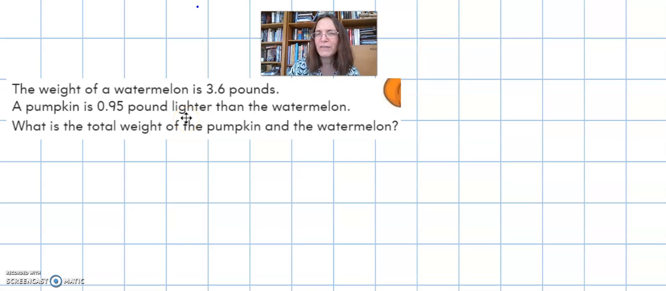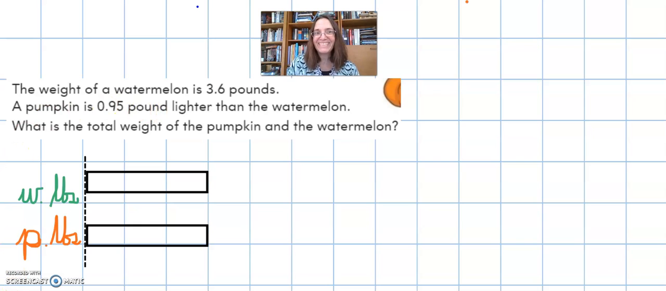So who are we going to be working with, and what are we going to be counting? Well, once again, we have a very strange who. The watermelon and the pumpkin are what I think of as the who this problem is about. And the reason why is what we're really counting are pounds. So I'm going to go ahead and make a bar model for each of them, and I will do that off camera. And there it is.